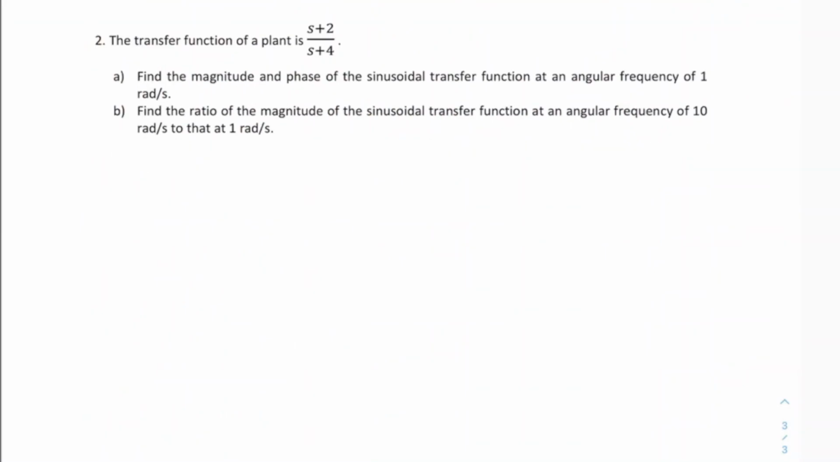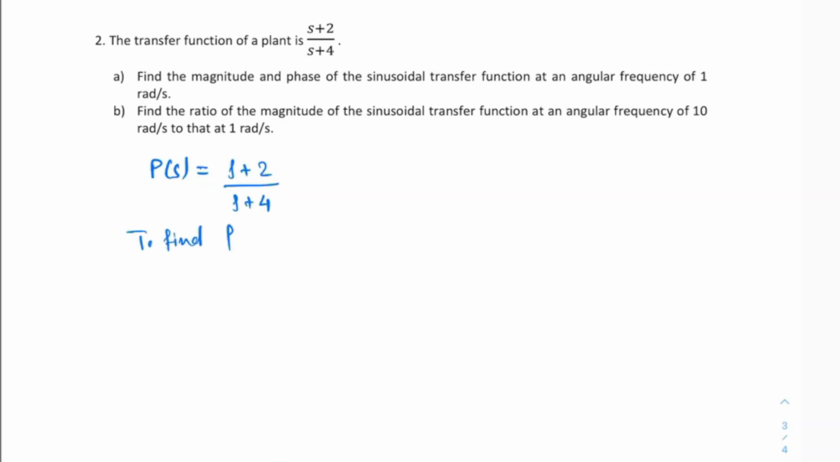Right. So now let's move on to the second question, where we have been given a transfer function of a plant, and this question corresponds to the sinusoidal or frequency response. We have to find the magnitude and phase of this. So let me write this plant transfer function as P(s). P(s) is equal to (s plus 2) over (s plus 4).